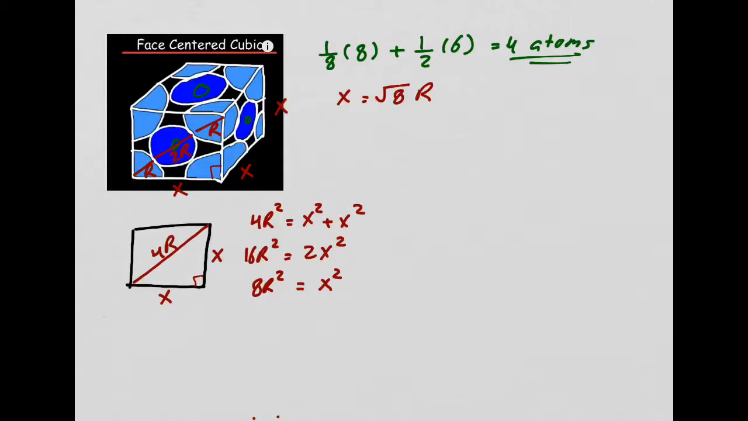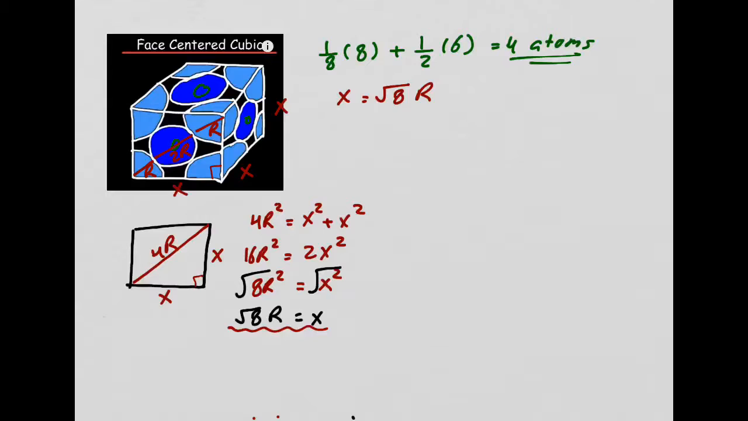Now what am I going to do? I'm going to take a square root of each side. If I do that, x is going to be equal to square root of 8 times r. That's really cool, right? You did this probably all on your own, and this matches the edge length that we used to get. Alright, not too bad. Nice job.